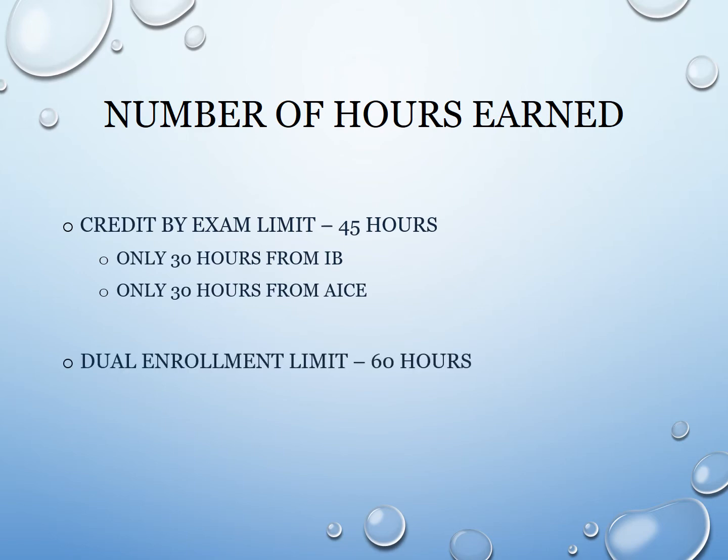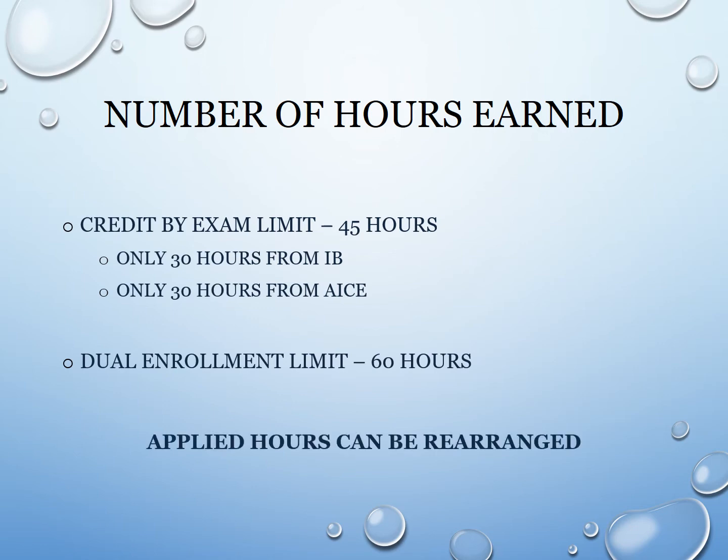Dual enrollment's limit is 60 hours. So students can bring in up to 60 hours of credit through dual enrollment to have count towards their UF degree. Now, these things aren't exclusive of each other, or rather they are exclusive of each other. I apologize. So students could hypothetically bring in 60 hours of dual enrollment and 45 hours of credit by exam. That's unlikely. That's a lot of coursework that the student would have done in high school. But just so you know, they don't overlap with each other. They are exclusive.